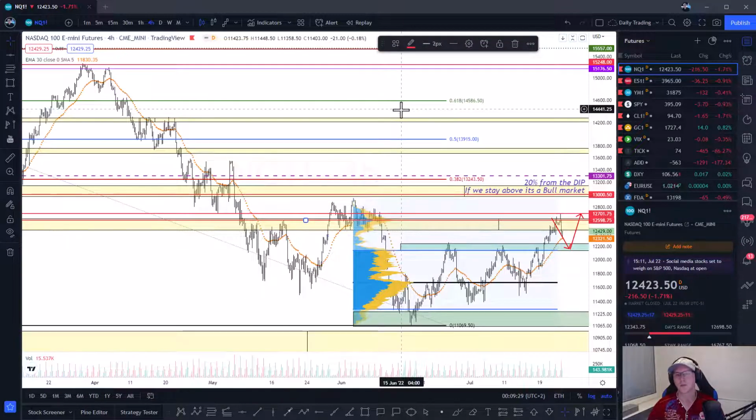But anyway, as a bonus, I'm going to show you how to use this footprint chart and how I managed a trade that I did this week.